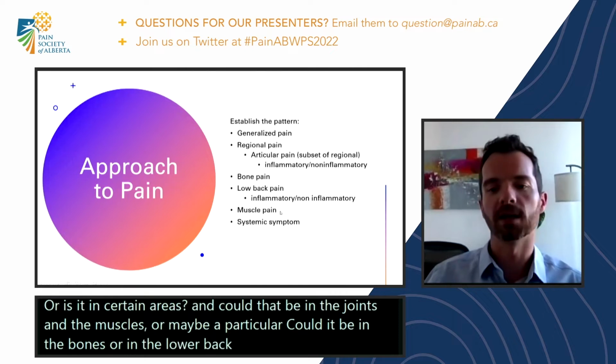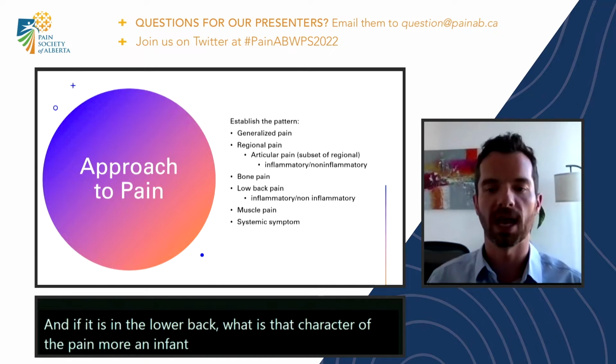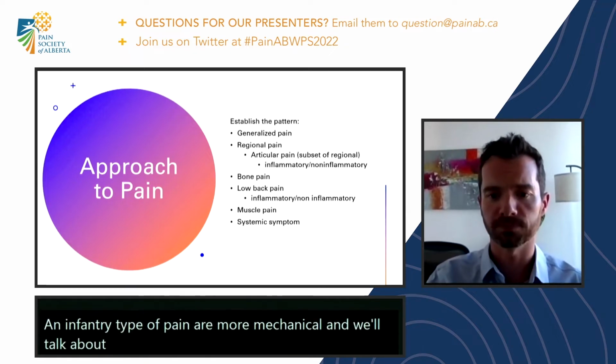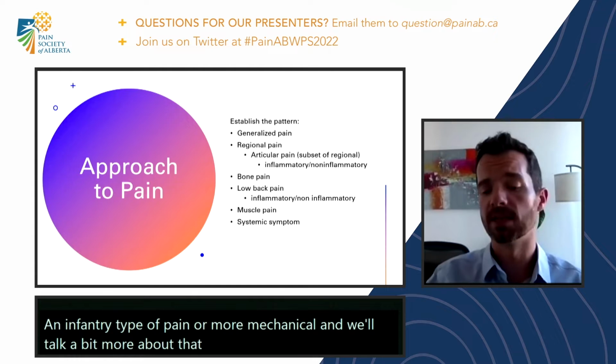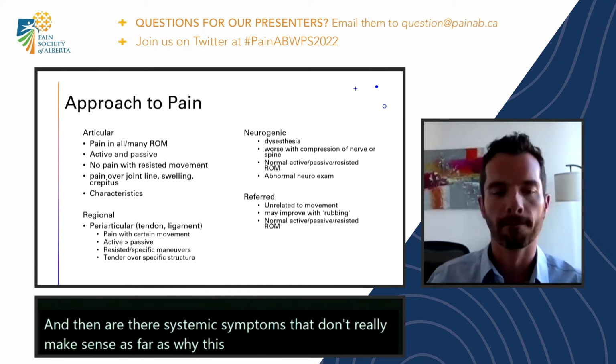And if it is in the lower back, what is the character of the pain? Is it more an inflammatory type of pain or more mechanical? We'll talk a bit more about that. Is there pain in the muscles? And then are there systemic symptoms that don't really make sense as far as why this person is coming in?